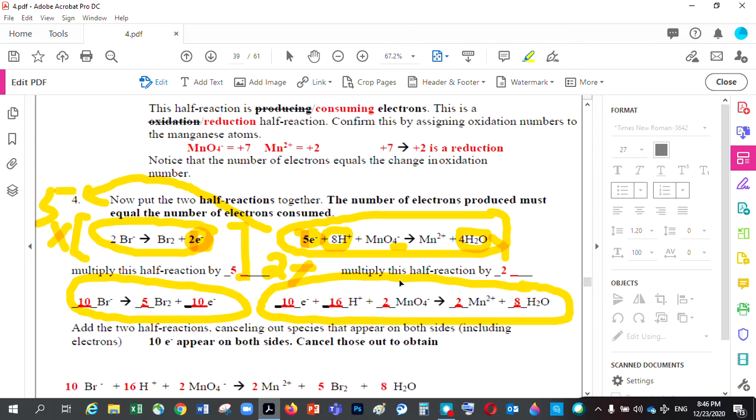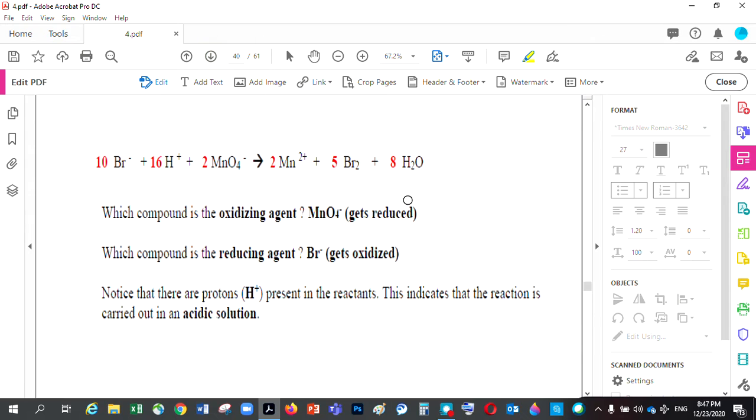Now I have to add them up, correct? The 10 electrons on the reactant side will cancel out with the 10 electrons on the product side, correct? So after canceling the electrons, I end up with a very nicely balanced chemical equation looking like this. Now the unique thing about this, look at this. This is the balancing of this chemical equation done in acidic medium. We use 16 H plus for balancing this chemical equation. So this is acidic.